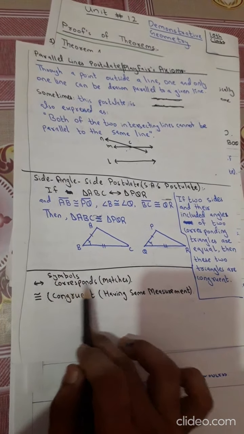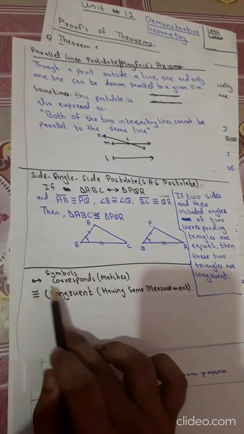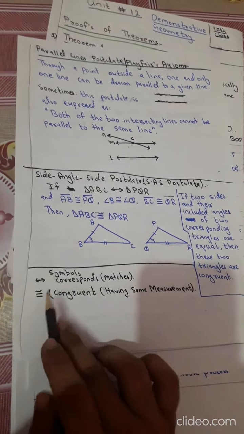Symbols to remember: correspondence means matches, this symbol. Congruent means having same measurement. This is the other symbol.